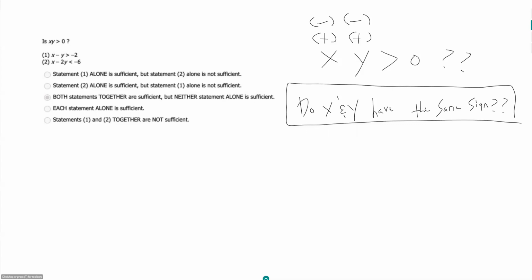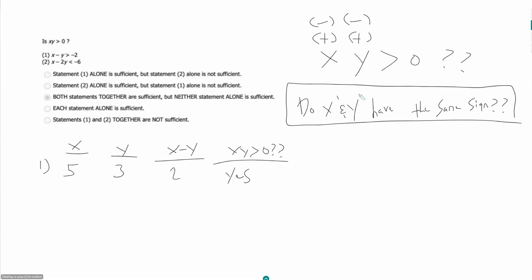Statement 1 says, x minus y is greater than negative 2. Okay, so let's see what we can come up with here. So let's say x is 5 and y is 3. So x minus y is going to be 2, which is greater than negative 2. So this works. And in this case, in terms of our question, x and y have the same sign. So this is a yes.